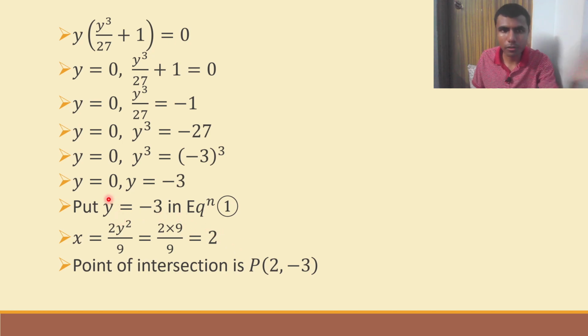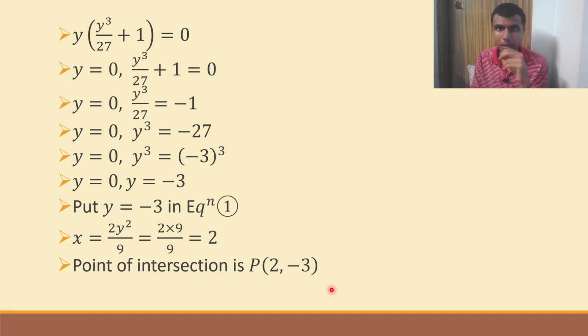Now if I put 0 in this, I'd get x is equal to 2 by 9 into 0. So x is 0, y 0, that is origin, that is not a point in the fourth quadrant. You guys are understanding, right? Why I am only considering y equal to minus 3, not this other solution. Fine, chalo. So I got the point of intersection 2 comma minus 3. I took it as P, 2 comma minus 3.